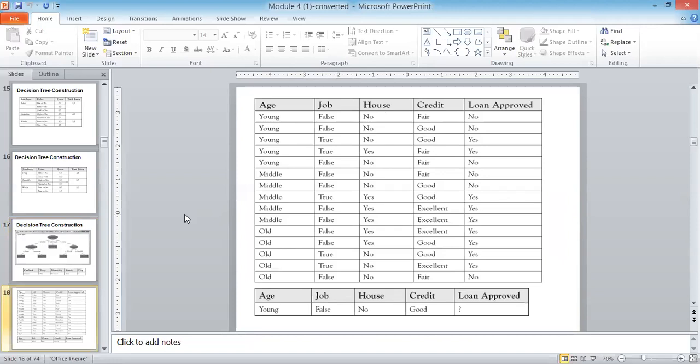In the same fashion, they have taken one more example with respect to loan approval, which we have done already, where we have taken only credit and income. But there will be many more constraints, like age. Age is going to play a very important factor when applying for a loan. Job, yes, he has a job or he doesn't have any job. Whether it's a house loan, whether he has a house or not, or the credit score.